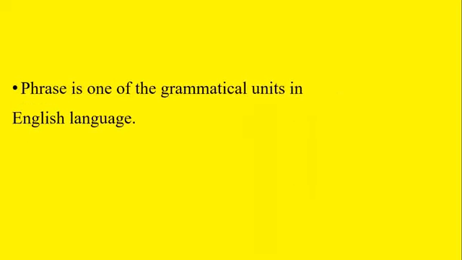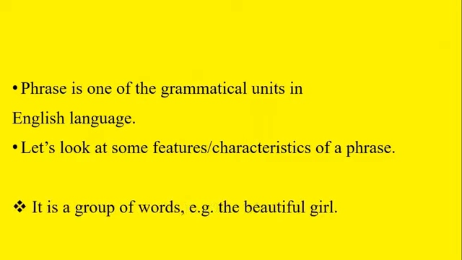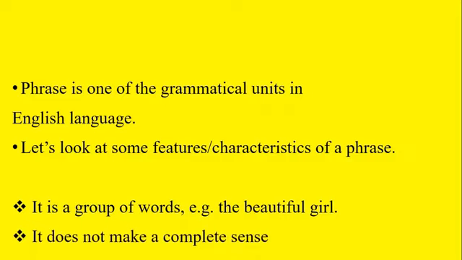Now, a phrase is one of the grammatical units in the English language. Let's see some of the features of a phrase. How do you spot a phrase when you come across one? Number one, it is a group of words, for example, the beautiful girl. It is a group of words. Number two, it does not make a complete sense. The beautiful girl doesn't make a complete sense.